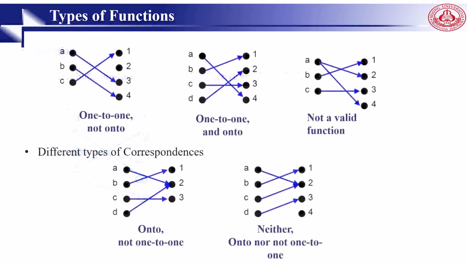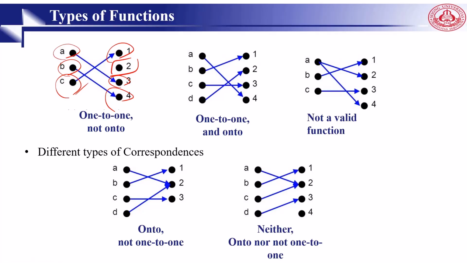So let's see examples. Here, in this one, this is one-to-one, but it is not onto. Why? Because we have no mapping to 2. No mapping to 2, but as you can see here, A is mapped to 3, B is mapped to 4, and C is mapped to 1. This is one-to-one, but not onto.